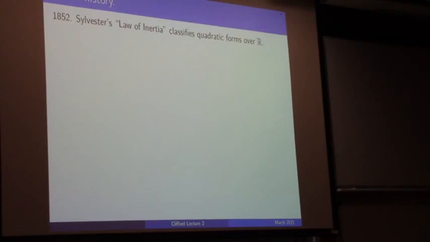So here is a very brief and very subjective history of the algebraic theory of quadratic forms. So it goes back to the mid-19th century, to Sylvester's law of inertia, which I will discuss later in the talk. Sylvester classified quadratic forms over R. So this is now an important part of linear algebra.